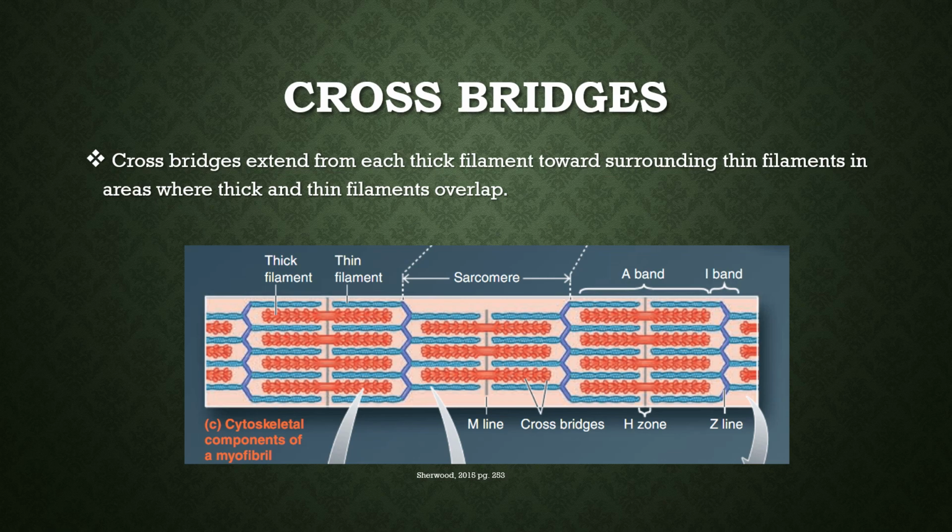Single muscle fibers may contain an estimated 16 billion thick filaments and 13 billion thin filaments. And as you can see in this image here, where it is labeled, the cross bridges are part of the sarcomere.